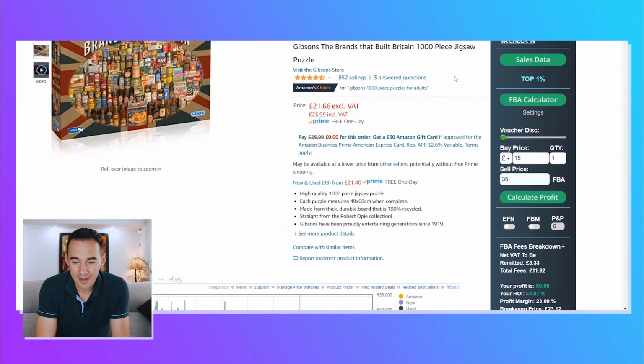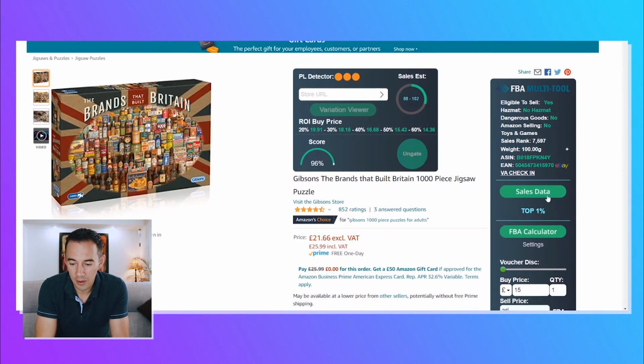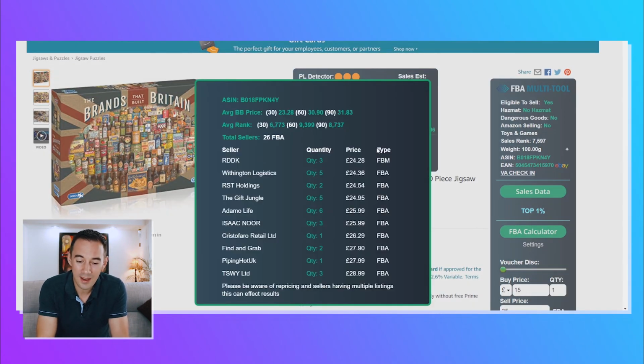So let's do that analysis, come back, look at the sales data. And what I'm going to understand is, if I look at this product, I can see straight away, even without looking at the prices, that, think about it, selling 100 units a month, divide that by 4 weeks, is 25 units per week.